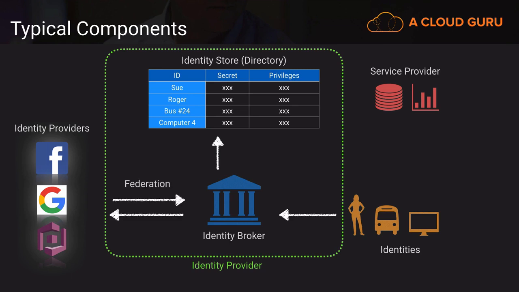Sometimes we have something called federation. And this is where the identity broker can reach out to other identity providers, such as Facebook or Google or Cognito. Once the identity broker is able to make a positive match, generally they'll return some sort of token or key. And that key then lets the identity access the service it was trying to access in the first place.